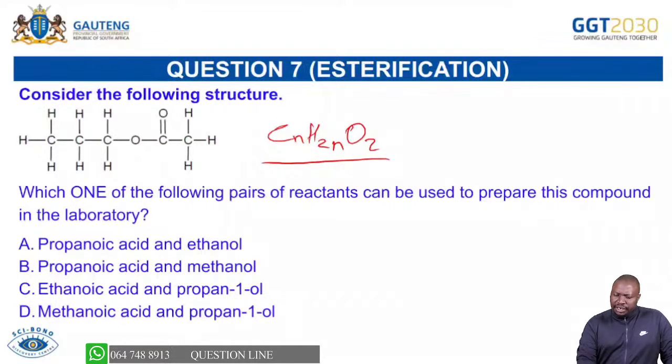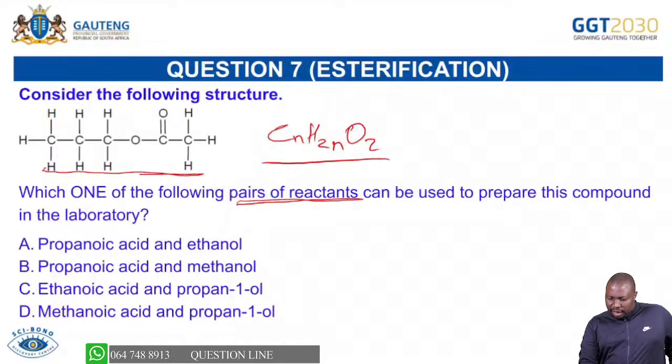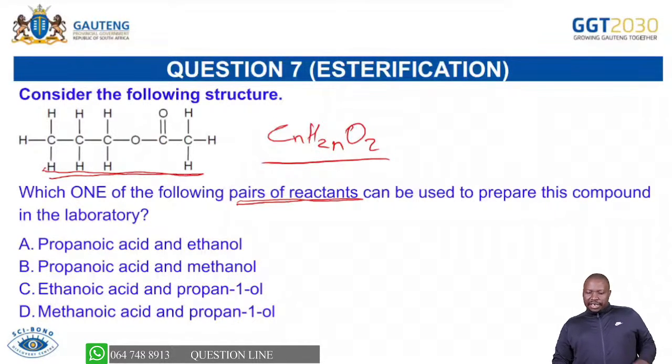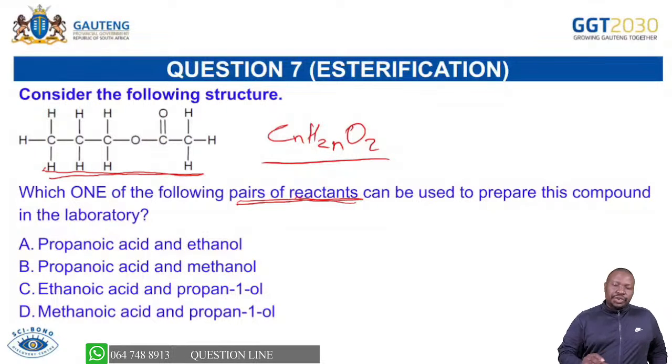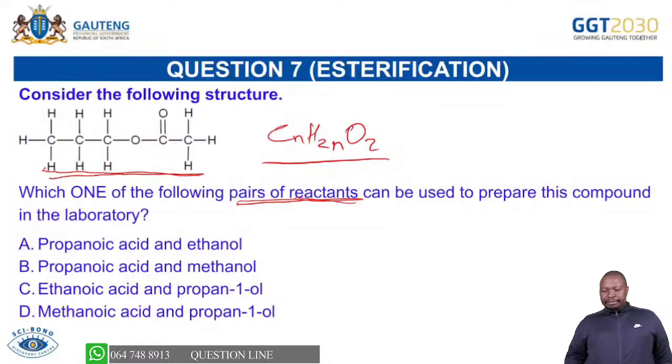Now, the question is saying which one of the following pairs of reactants can be used to prepare this ester in the laboratory. That's what this question is saying. Now let's look at option A. It's saying propanoic acid. Remember, prop is 3 carbons. The acid is the one that has a C double bond O and an OH there.